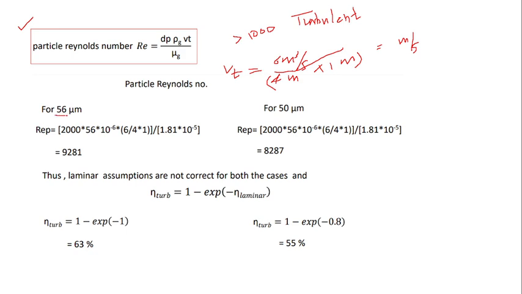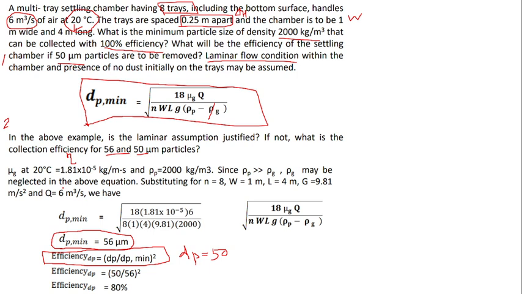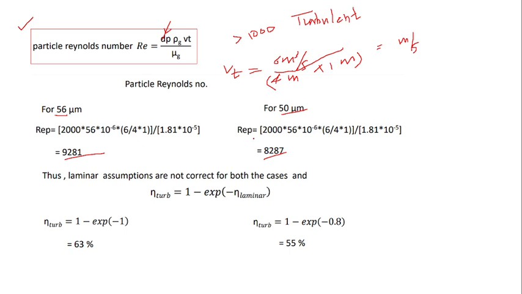For the particle of size 56 micron and for the particle of 50 micron, we have to substitute the diameter of the particle here, and all the other parameters are the same. This is how the Reynolds number is calculated. This is 9281 and this is 8287. Both are in the turbulent regime. So the question asks, is the laminar assumption justified? It is no. The laminar assumptions are not correct for both cases. We know that it is in the turbulent regime.